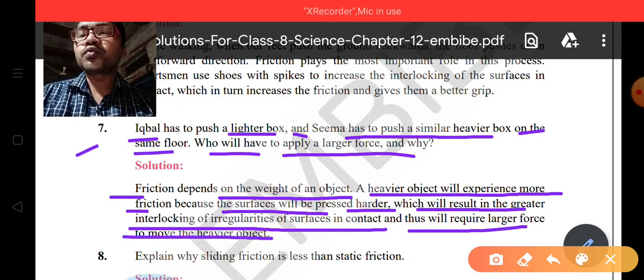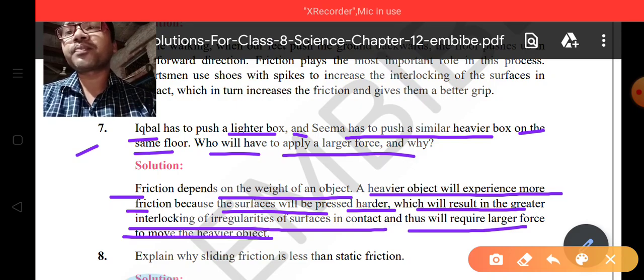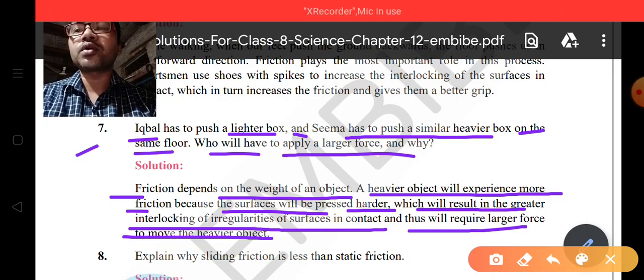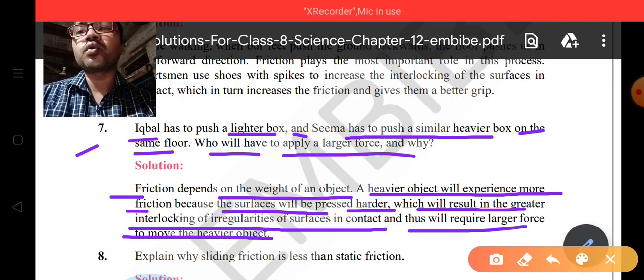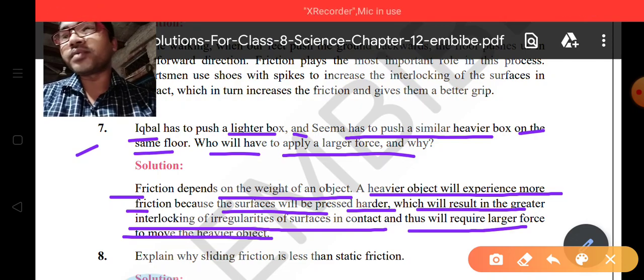Students, if you put a heavy object on a surface, it will interlock the surface very strongly, and it is very difficult to move this object on the surface because interlocking in this case is very strong. So we say generally that if weight is large, then friction is large. If the object is lighter, then friction is also less because interlocking is quite less in case of a lighter object on the surface. So this is the reason for the answer.